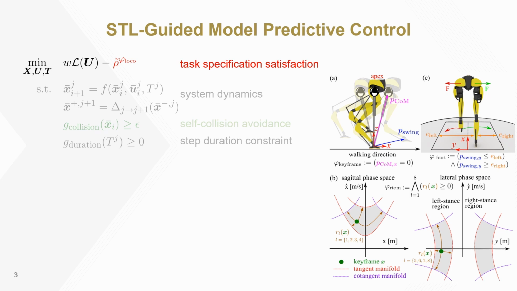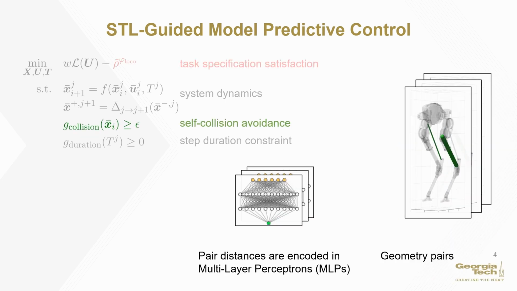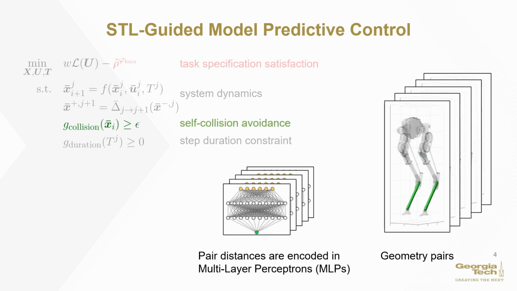For stable locomotion push recovery, we design a specification that ensures the keyframe state eventually returns to a robust region in the planning horizon. The specification equation is illustrated on the right. Second, the MPC satisfies the self-collision avoidance constraints.